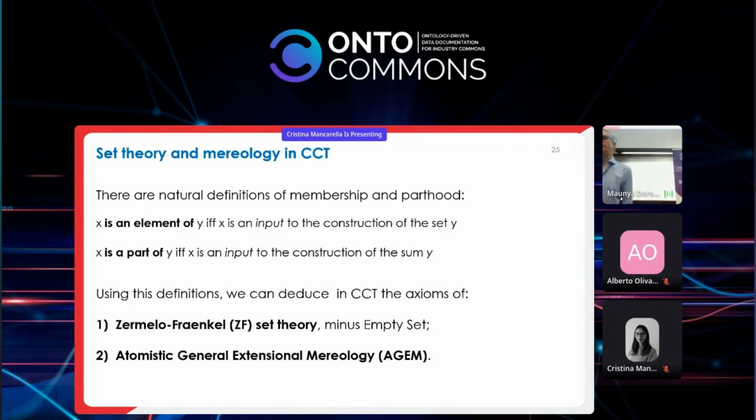And then some of the payoffs. So you get very natural definitions now of being an element of a set. That's simply to be one of the objects from which that set was constructed. Being a mere logical part of, that's to figure as input to a construction, resulting in that sum. And on that basis, and using the mentioned axioms, we can now derive all the axioms of standard Zermelo-Fraenkel set theory and atomistic general extensional mereology.